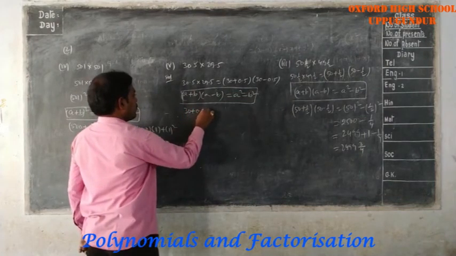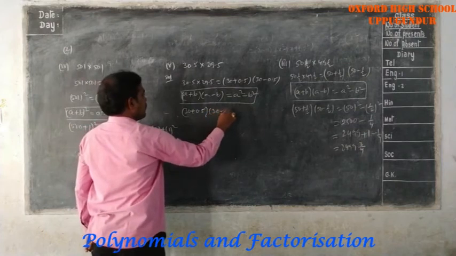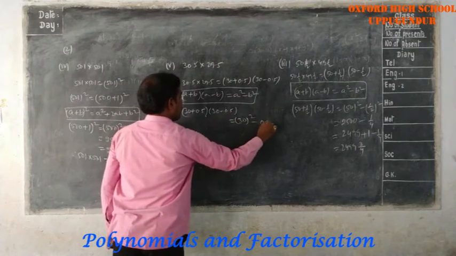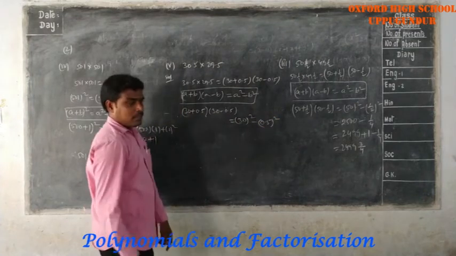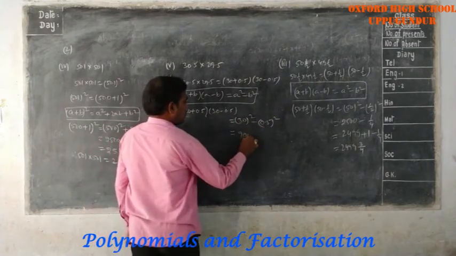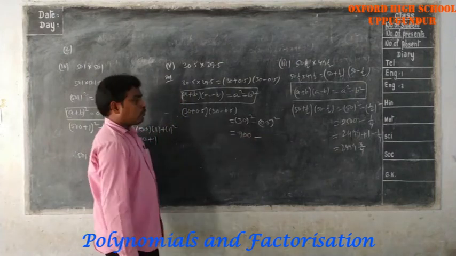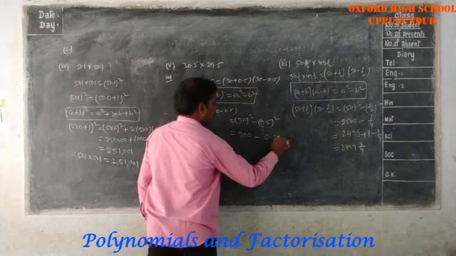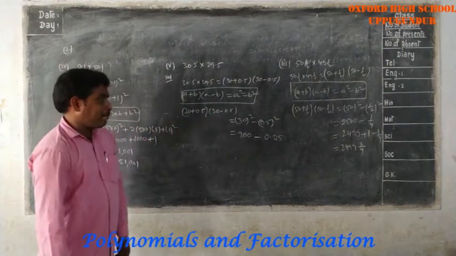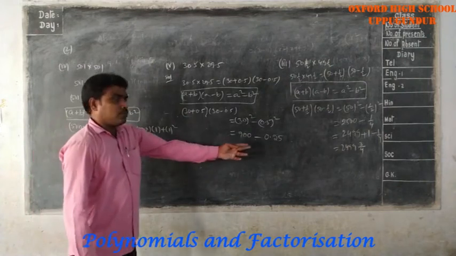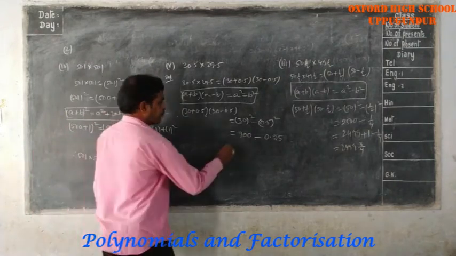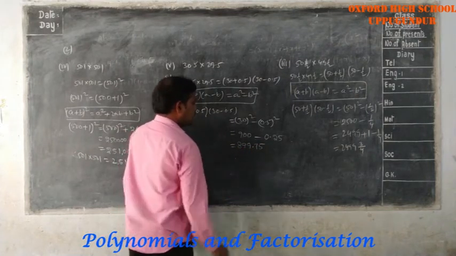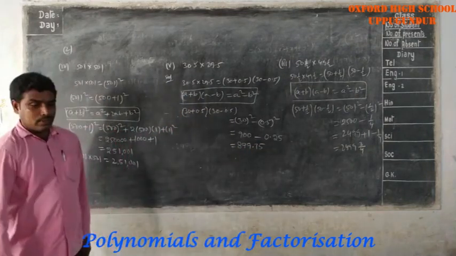30 plus 0.5 of 30 minus 0.5 equals 30 square minus 0.5 whole square. 30 square, 30 into 30, is 900. 0.5 whole square means 0.5 into 0.5, 0.25. So subtracting 0.25 from this, you will get 899.75. So this is about the fifth problem.